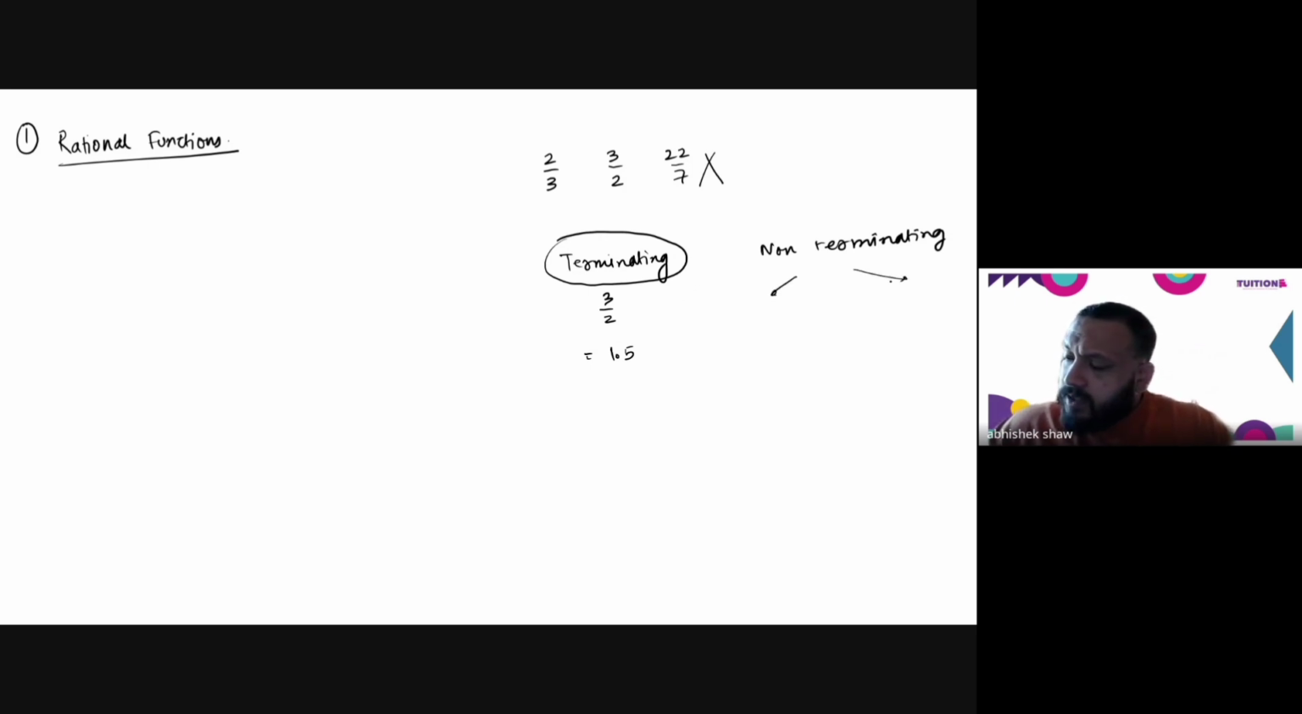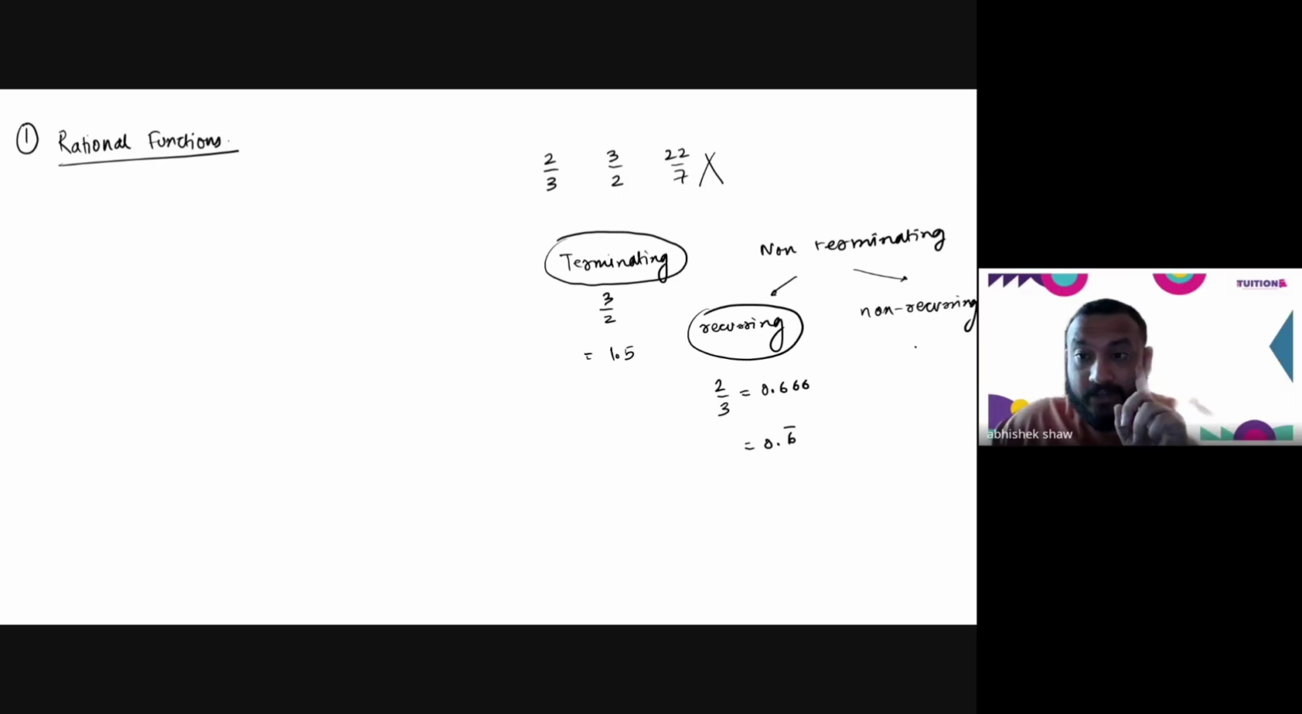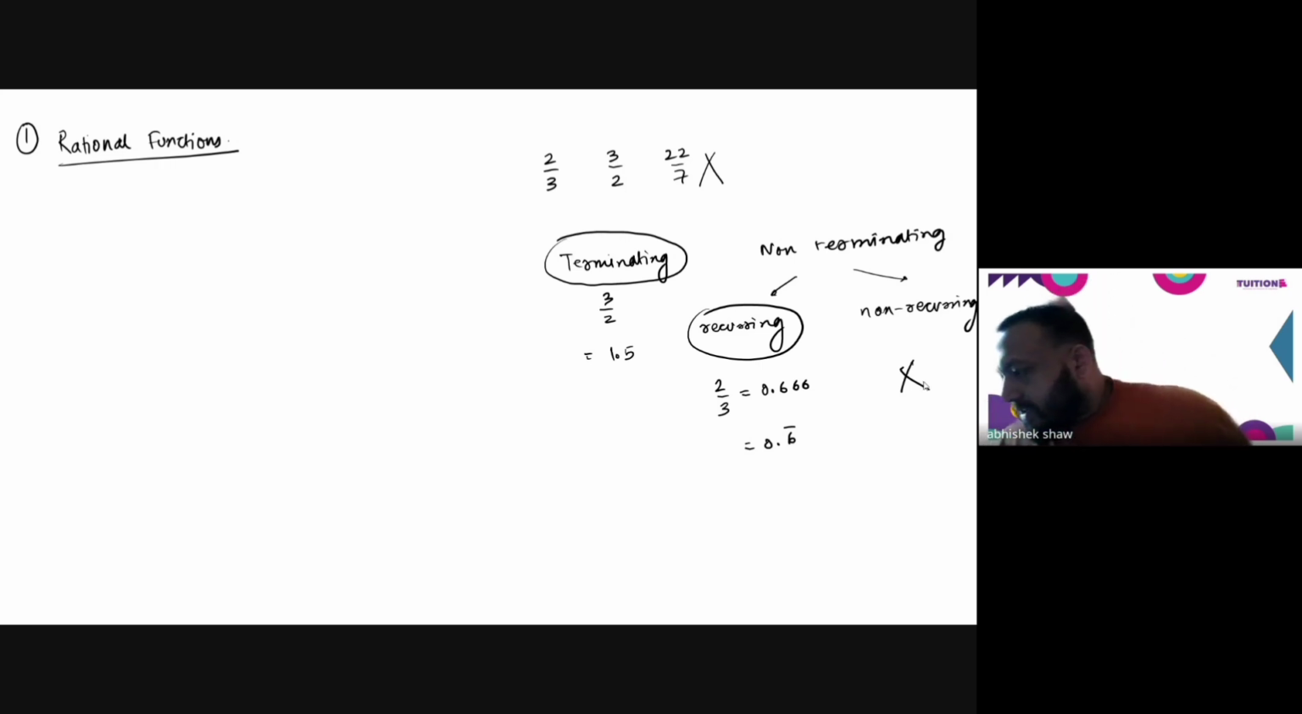When it comes to non-terminating, we have two criteria again. We have recurring or repeating, and then we have non-recurring or non-repeating. If it's a recurring fraction, it's a rational number. So 2 by 3 will be 0.666, or basically 0.6 recurring. This is going to be a rational number. If it is a non-recurring fraction, this is not a rational number. So 22 by 7, please remember, is not a rational number, it's an irrational number.